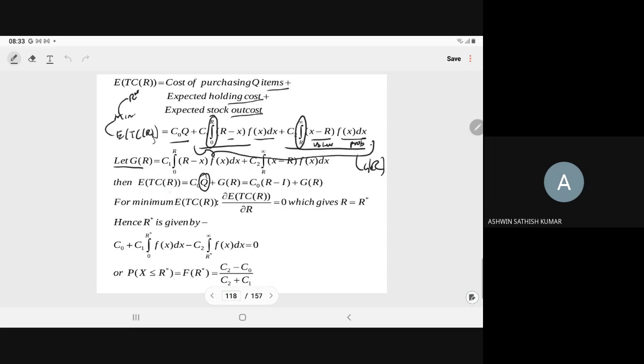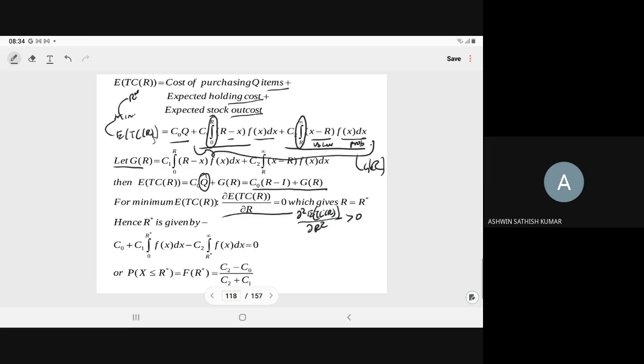Clear? So here we have the R minus I plus GR plus GR. Now we want to minimize the ETC. So when we have to minimize the ETC, it means del ETC by del R should equal 0, and del squared ETC(R) by del R squared must be greater than 0. Only then ETC will be the minimum.